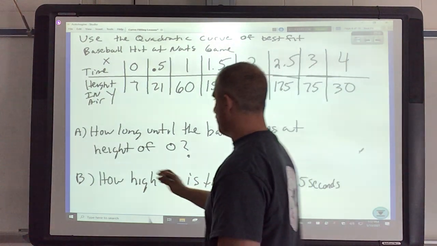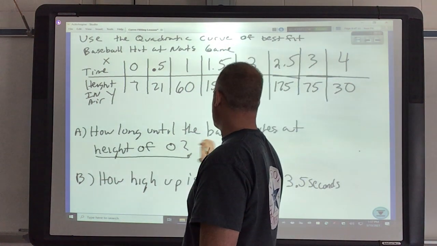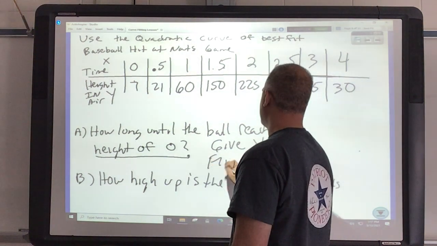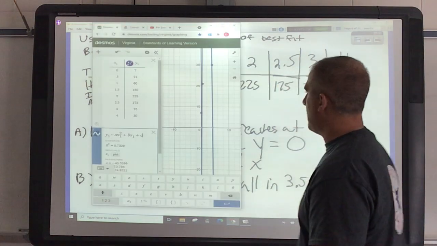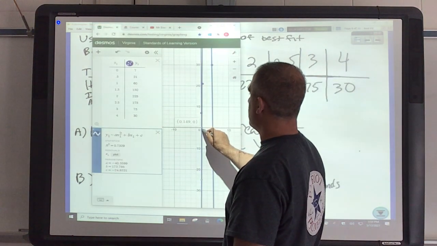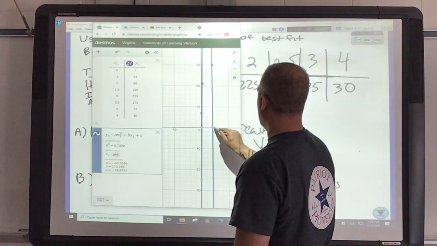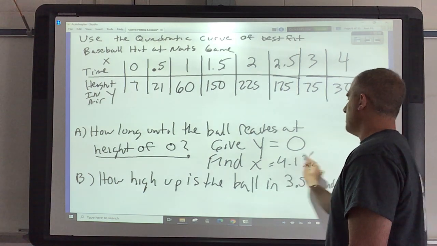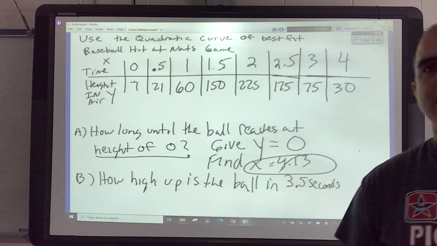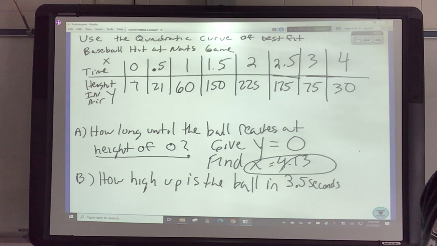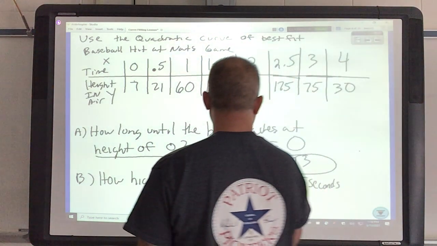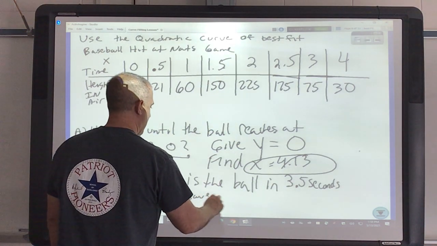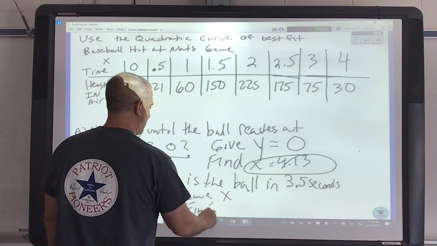Okay, so they give you a height of 0. So they give y being 0. That means you have to find x. Now, you're obviously not going to take the other value; the y of 0 you're going to put right there at 4.13. Why is there only 1? Because in real life, that's how long it takes to get to the height of 0. That's the idea. How high is the ball in seconds? So what is the time? That's time. So they gave x, you've got to find y.